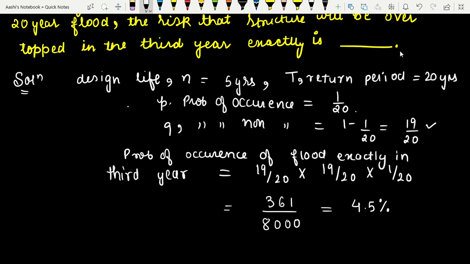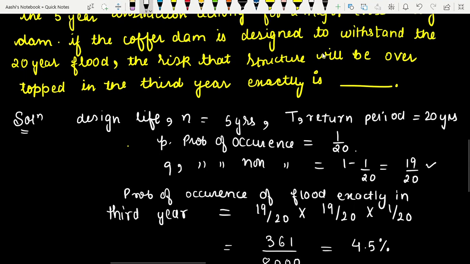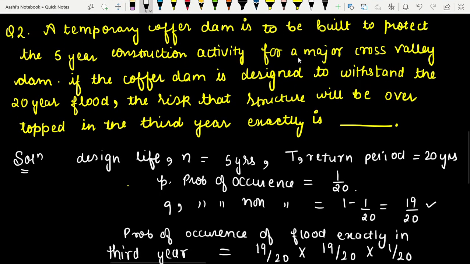Okay, if it is overtopped in the third year, that clearly says that it will not be overtopped in the first year and second year, right? If it gets overtopped in the first year, then there is no point, the structure is gone. That is why for the first 2 years it will be the non-occurrence probability, and for the third year we have to take the probability of occurrence. Okay, let's go to the next question.